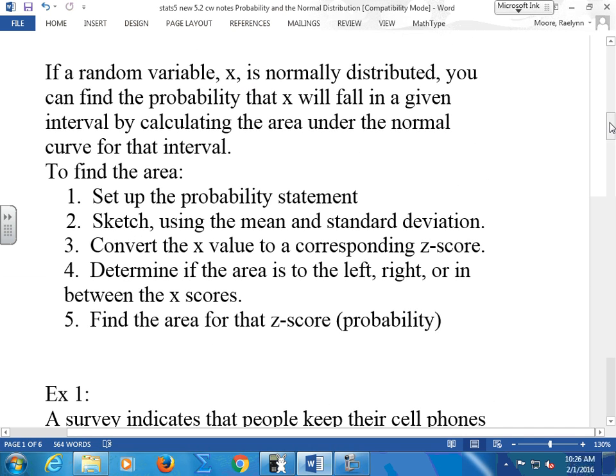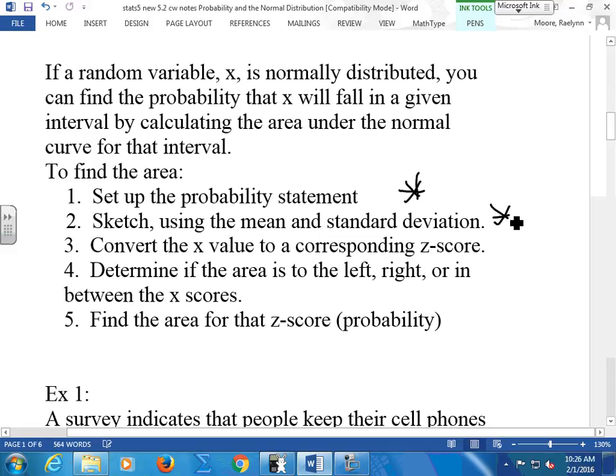Okay, your random variable x is what we're going to be looking for, and we're going to be finding the probability that this happens. This is the way we're going to do the rest of this. We're going to always set up a probability statement.